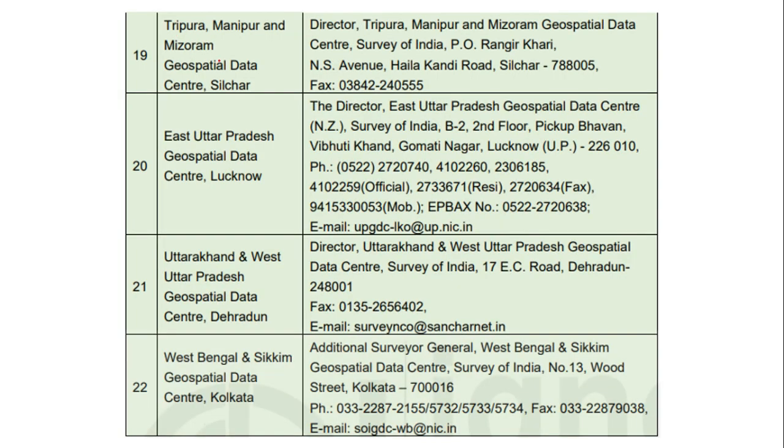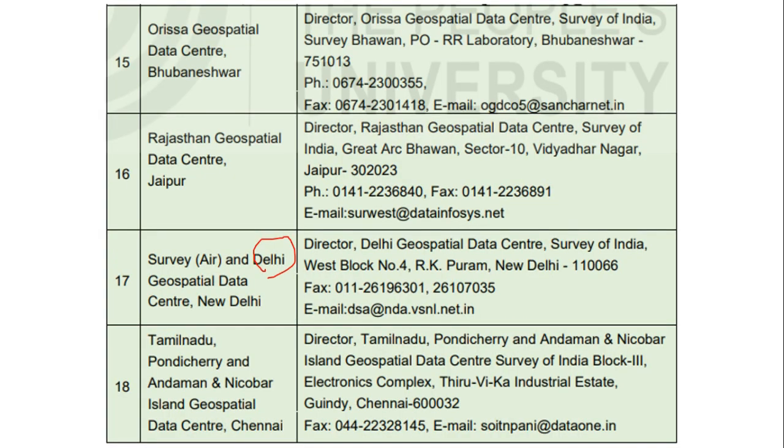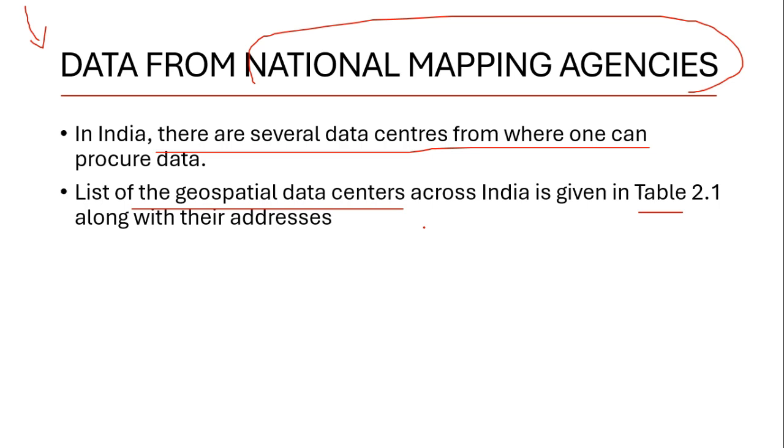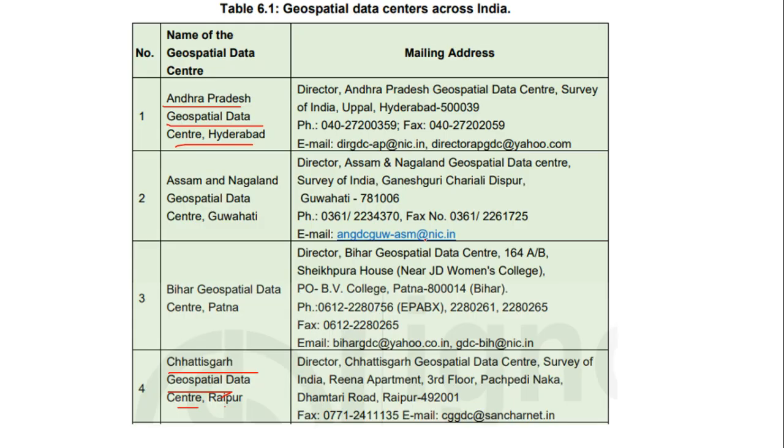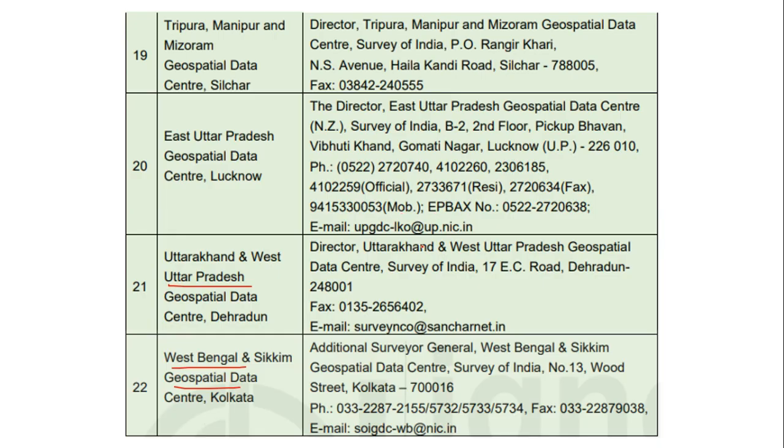Tripura, Manipur and Mizoram Geospatial Data Center. East UP Geospatial Data Center, Uttarakhand and West UP Geospatial Data Center, West Bengal and Sikkim Geospatial Data Center. So these were a few geospatial data centers. They also have several data sets, so you can request them to provide the data set.